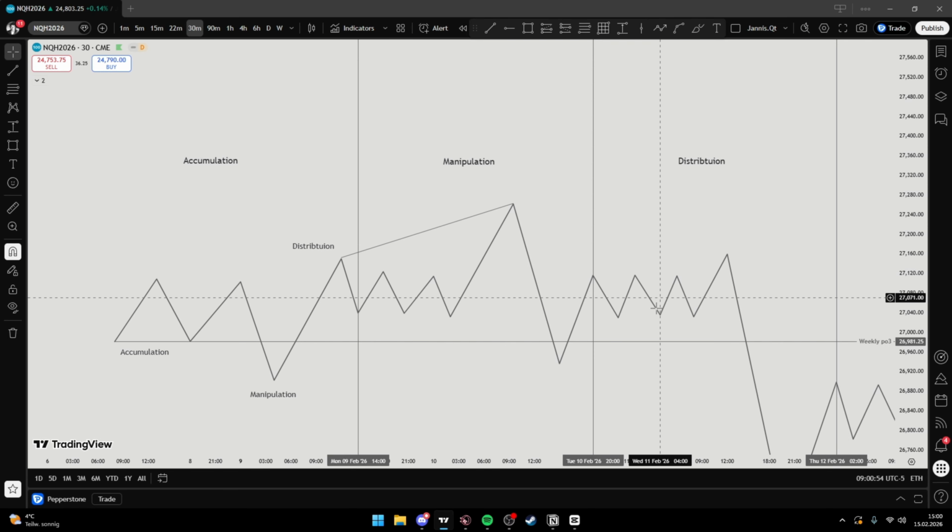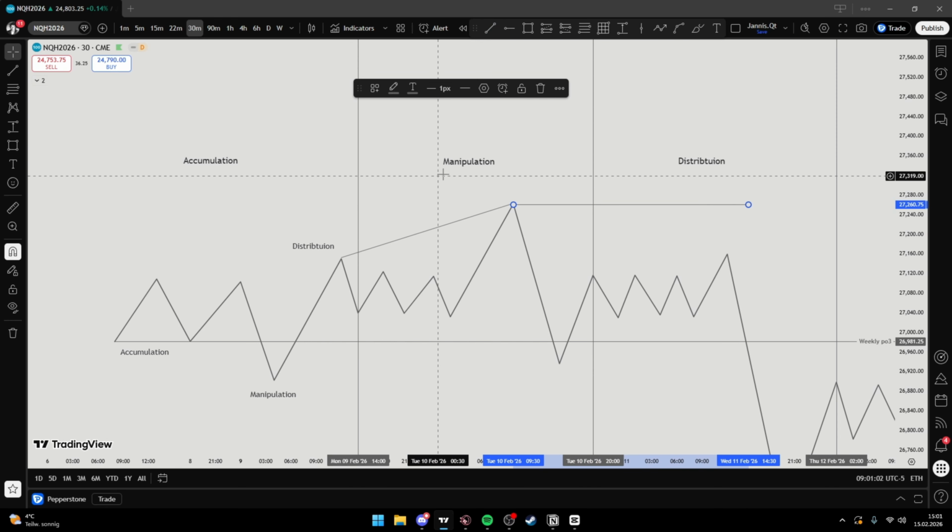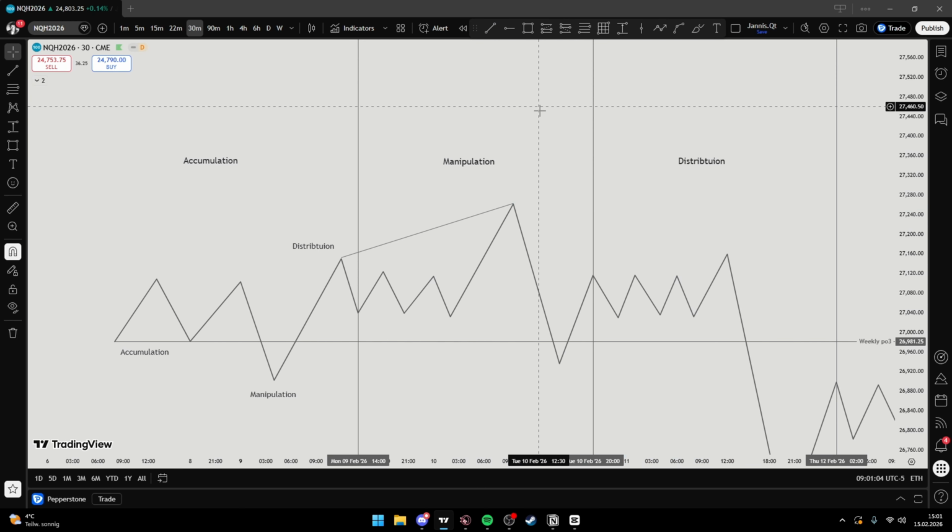So after that distribution day, we don't expect a big manipulation over the previous day high, because that is confirmed as our manipulation high for the whole week.